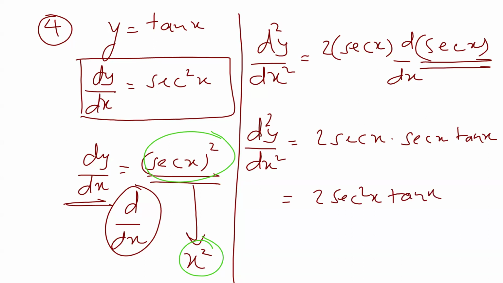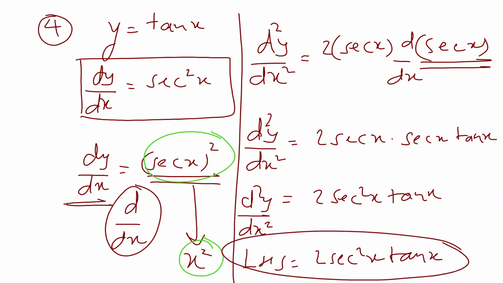Okay. So this is your d square y by dx square. So the LHS is 2 sec square x tan x. Now let's proceed with the RHS.